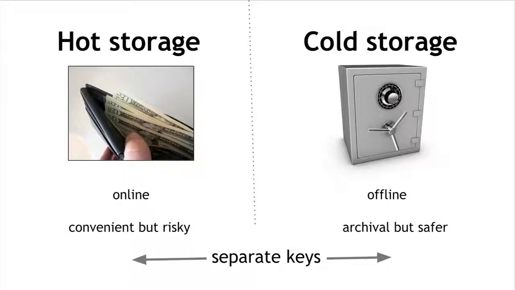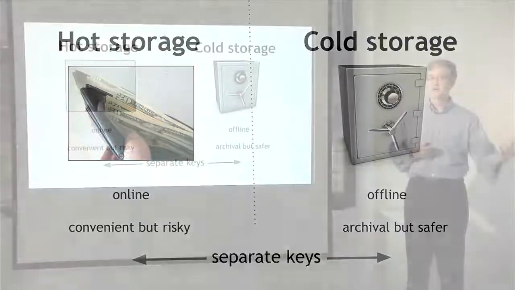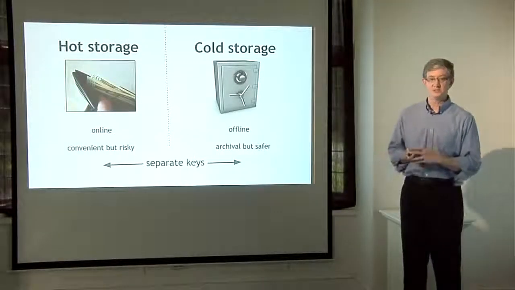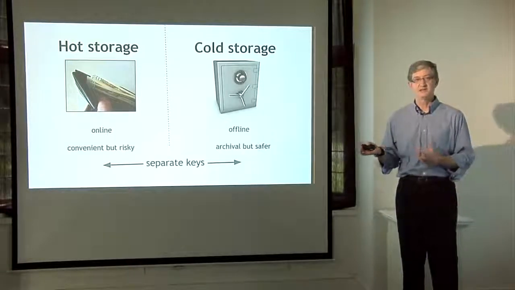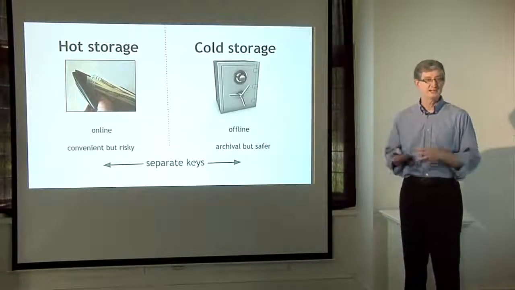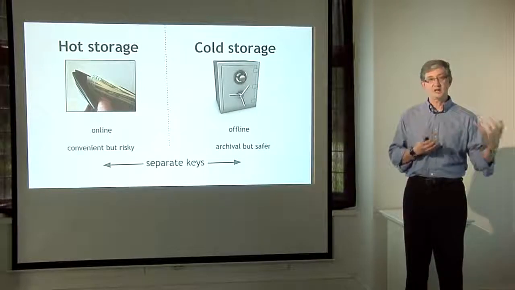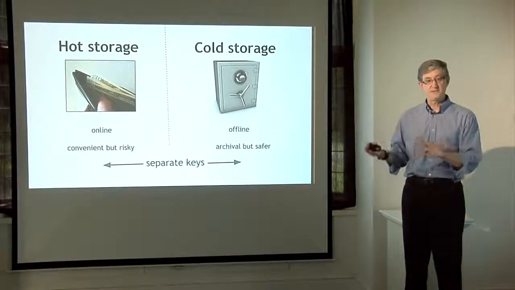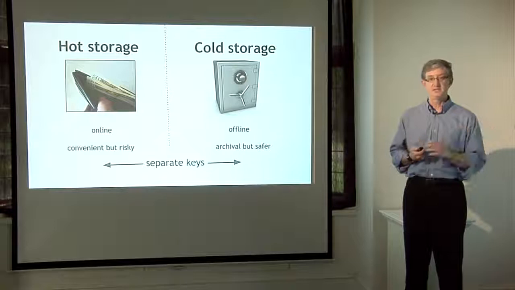The idea of hot and cold storage is that you're going to have some storage which is hot or online, as on your phone or in your local computer. And as we covered before, storing Bitcoins in that way is convenient, but it's also somewhat risky. You keep some money in hot storage, and you keep some money in cold storage. Cold storage is offline. It's locked away somewhere. It's not connected to the internet. And it's archival. It's more secure. It's safer, but of course, it's not as convenient.